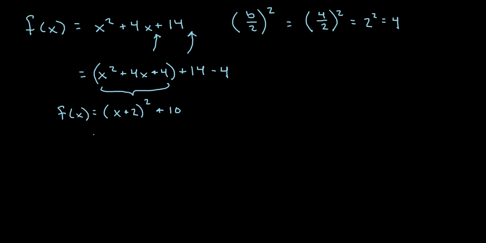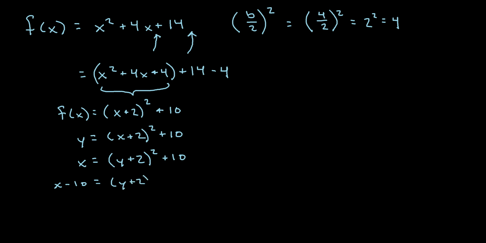So now to find the inverse, let's write y equals x plus 2 squared plus 10. And remember, we flip the x and the y, and we solve for y. So we'll write x is equal to y plus 2 squared plus 10. So to solve for y, let's subtract a 10 from each side. So let's do x minus 10 is y plus 2 squared. And to get rid of this squared on this side, we can just take the square root of each side. So let's write the square root of x minus 10 is equal to y plus 2.